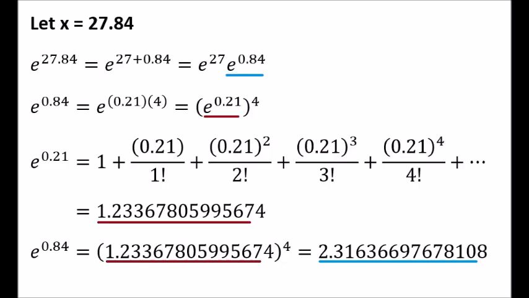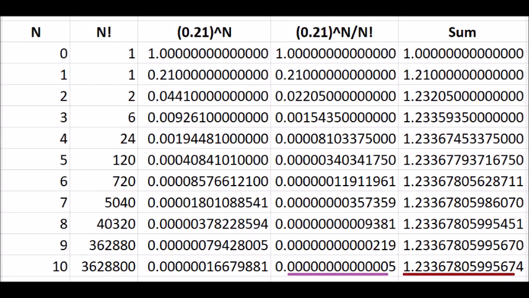0.84 is the product of 0.21 and 4. 0.21 is much smaller than 0.84, so I would expect this series to converge much faster. Indeed, the numbers underlined in dark red and blue support this prediction. Here is the spreadsheet for those numbers. Notice how much more quickly this converges. We get many more digits of accuracy.